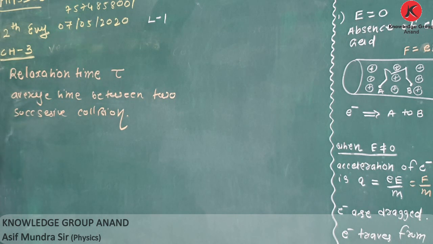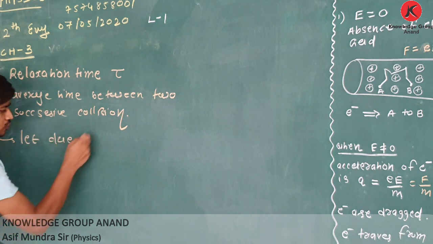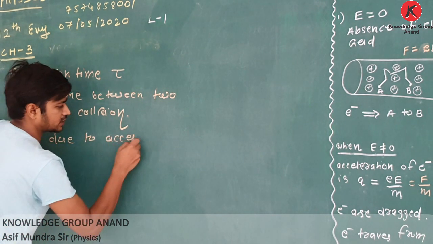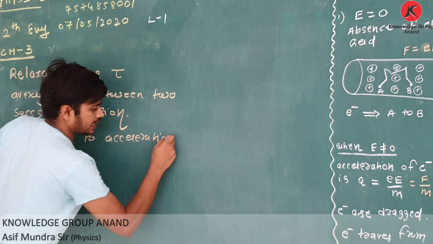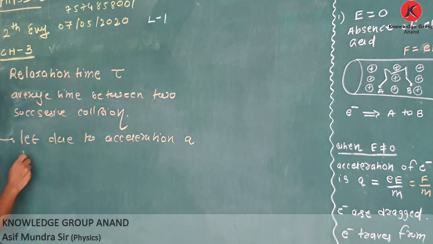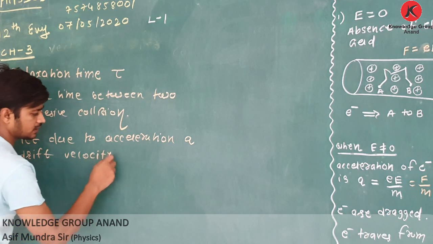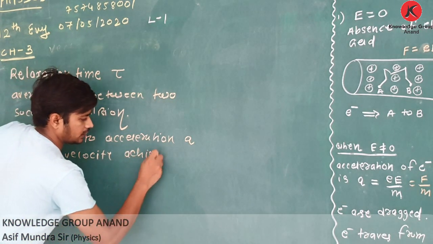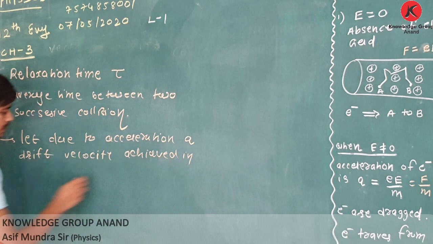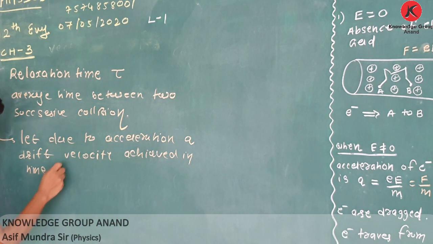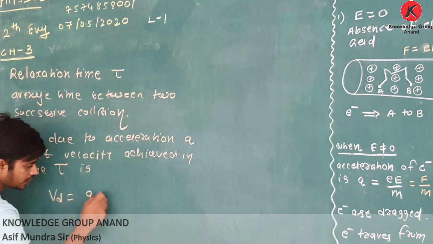How to relate this relaxation time tau with drift velocity Vd? Let due to acceleration a, drift velocity achieved in time tau is Vd is equal to a tau.